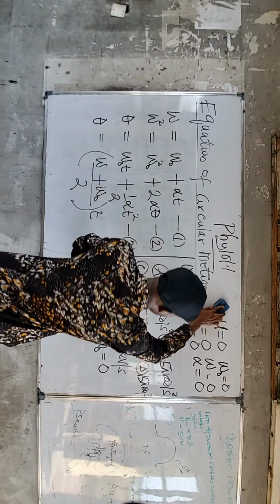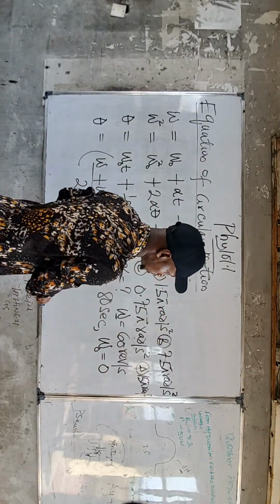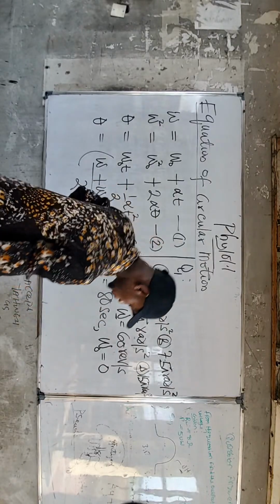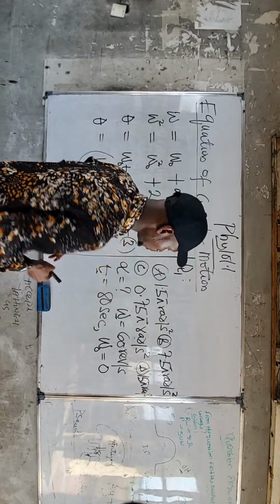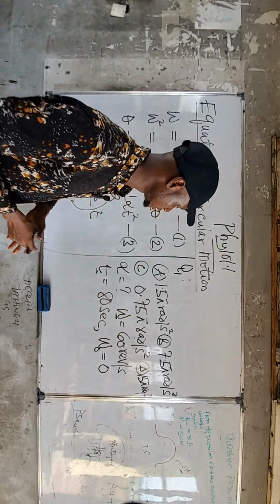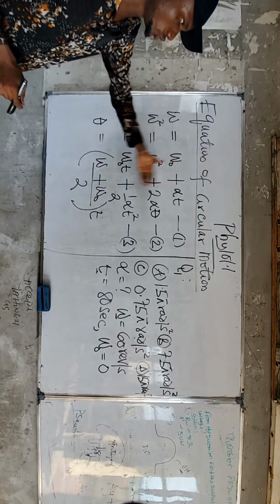So at this point, we say that before an object rotates, it must be at rest. That means omega naught is equal to 0. Please take note. In solving any equation of motion, we first of all compare the given parameters and the parameter we are asked to calculate. Please take note. So now let's go into here.